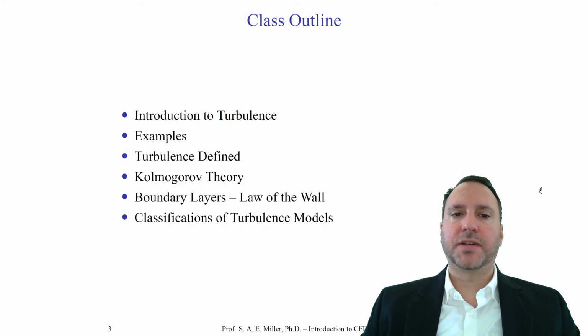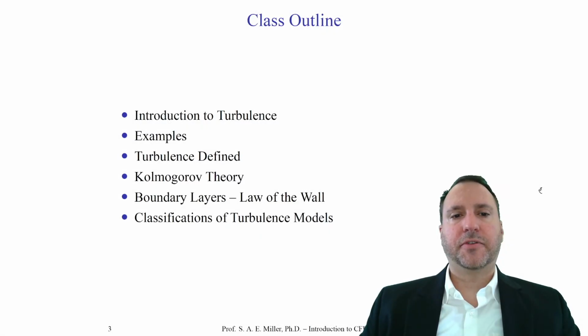There's no universally accepted definition regarding what turbulence is. We'll look at a number of examples, and this will help us define what turbulence is. We'll then look through the so-called basics of the Kolmogorov theory, which is one of the few analytical statistical solutions for turbulent flow, given some assumptions.